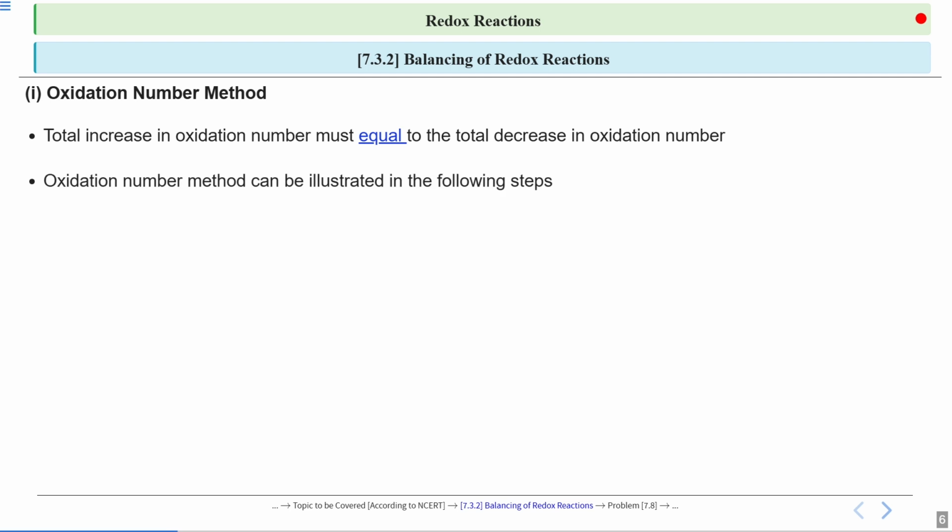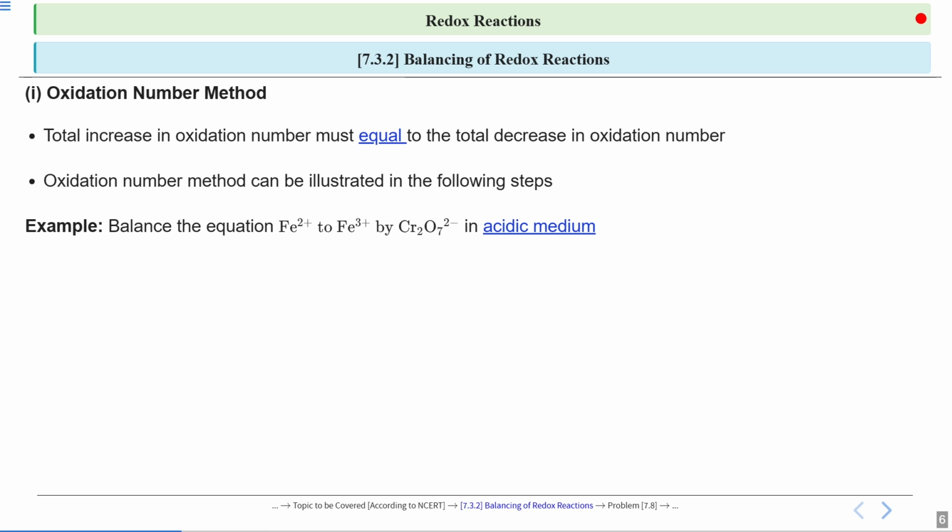Now, the oxidation number method can be illustrated in the following steps. Example: balance the equation of Fe2+ by Cr2O7 2- in acidic medium. First of all, we are balancing the redox reaction with the help of the oxidation number change method. One way to balance a redox reaction is by keeping track of electron transfer using the oxidation numbers of each of the atoms.